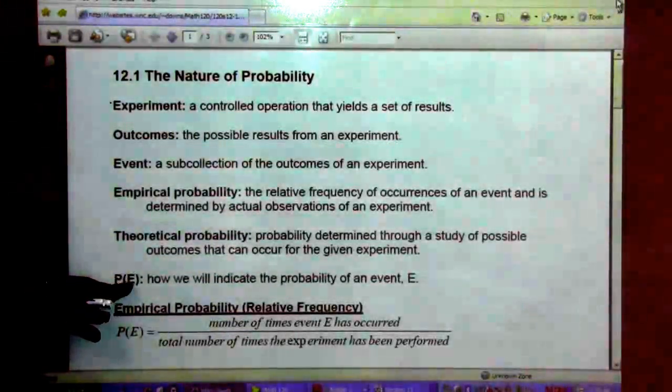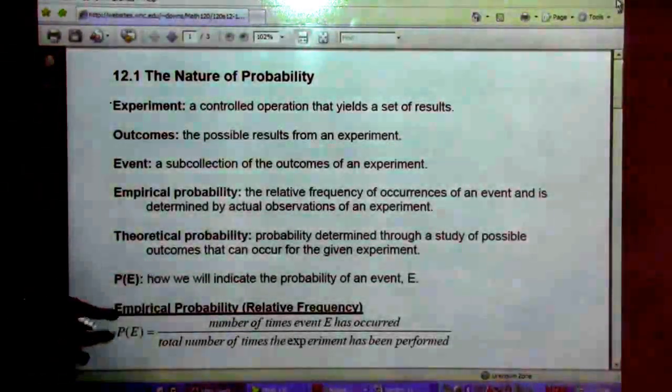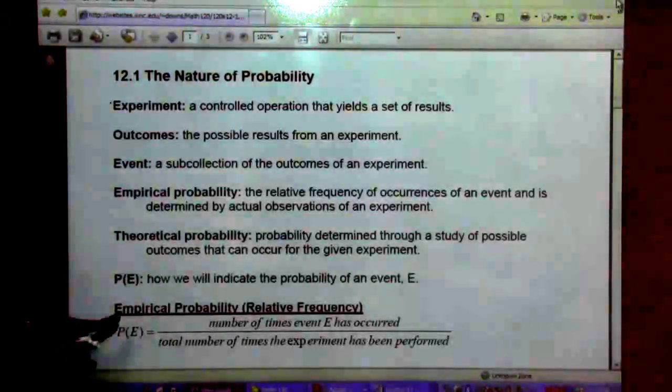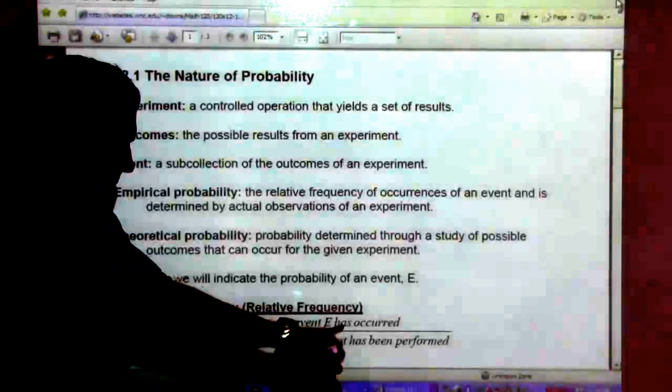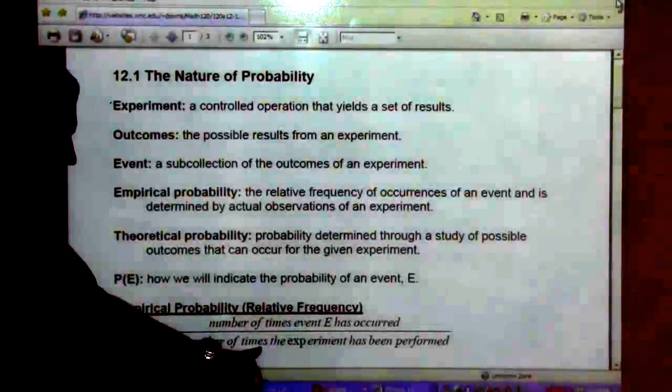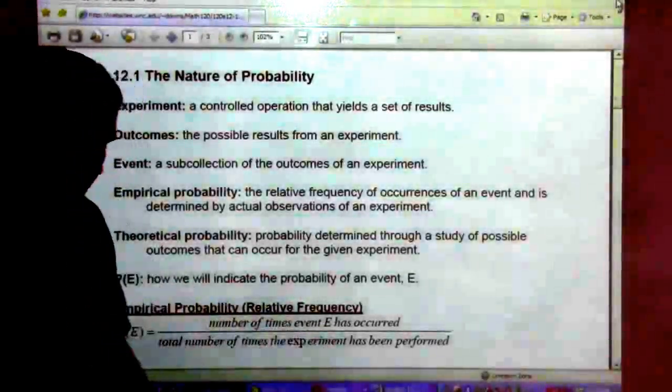P of E is how we'll indicate the probability of an event E. Empirical probability, or relative frequency, is the number of times event E has occurred over the total number of times the experiment has been performed.